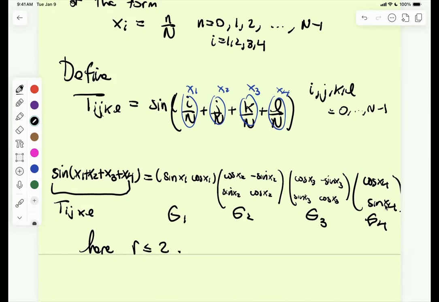Because we should compare this with what the tensor rank decomposition would be, if you were trying to find the tensor rank decomposition. It would have been something that depends only on X1, something that depends only on X2, something that depends only on X3, something that depends only on X4, right?